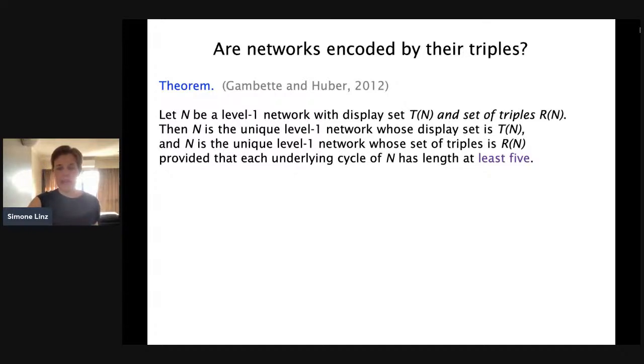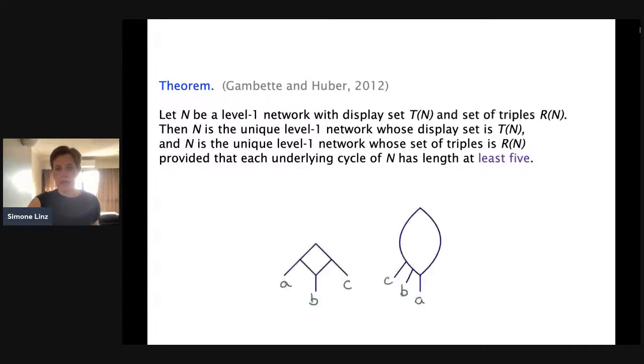So there is a minimum length of 5, because otherwise we look at these two networks over here again, which you have seen before. These both have one underlying cycle of length 4, and they display the same two trees and also the same two triplets. So the encoding result does not extend to level-1 networks whose underlying cycles have a length of less than 5.